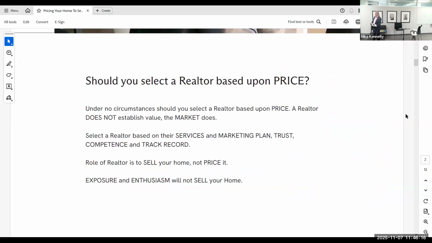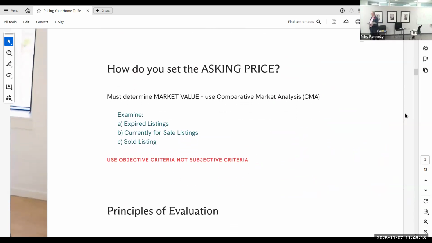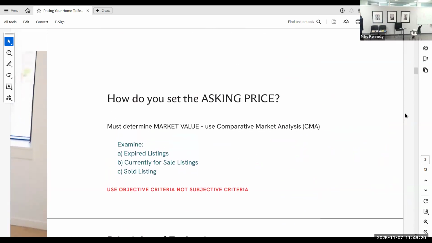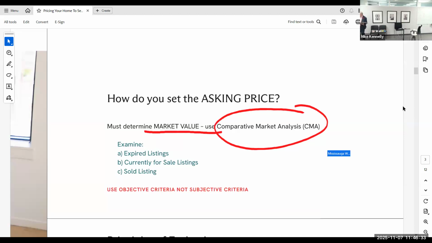What's the next one? It should say, how do you set asking price? So we need to determine market value. You've heard that term before, right? We've all heard that term, market value. We use in our business what's called a CMA, and I've brought that along with me. And what am I looking at here in my CMA for you? These are the 3 big things: expired listings, currently for sale listings, and sold listings.